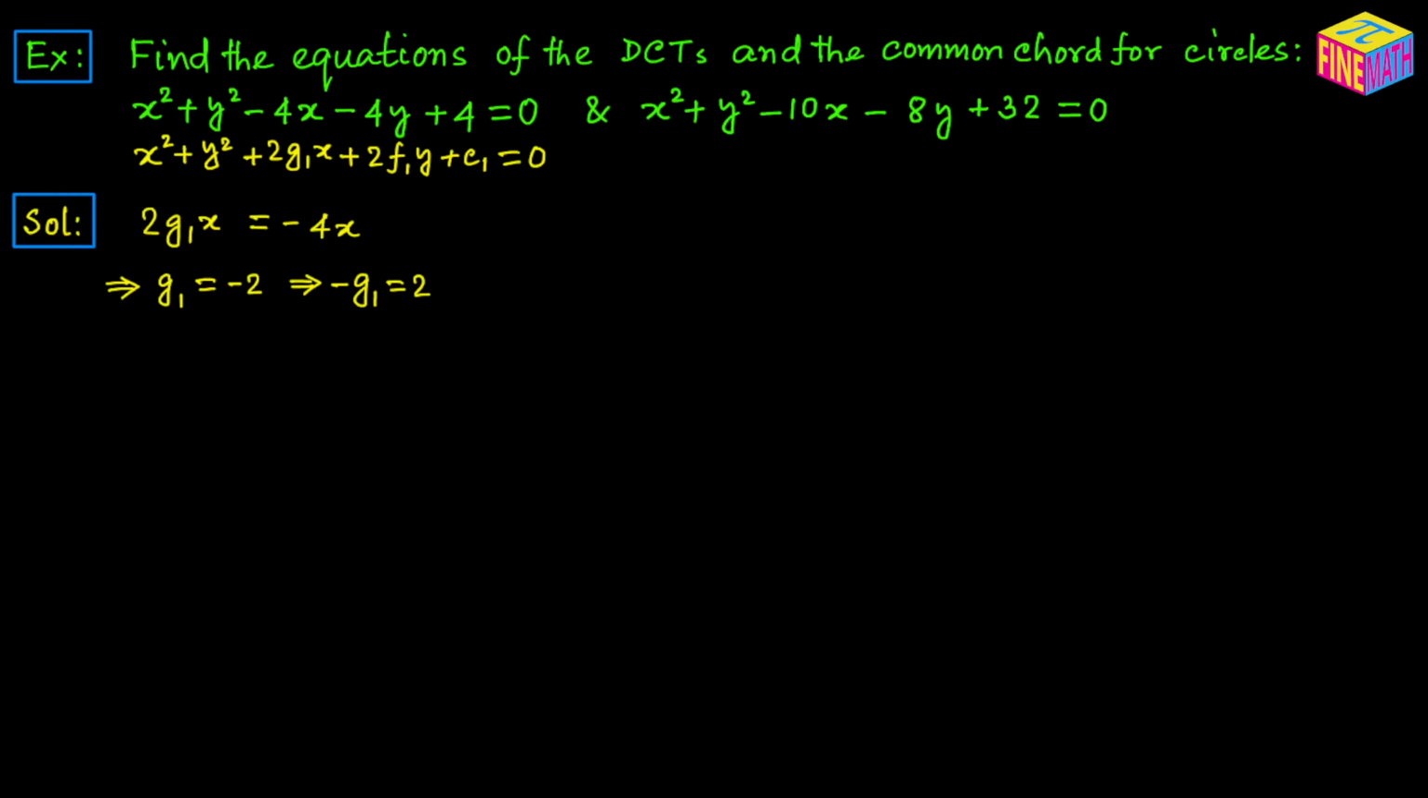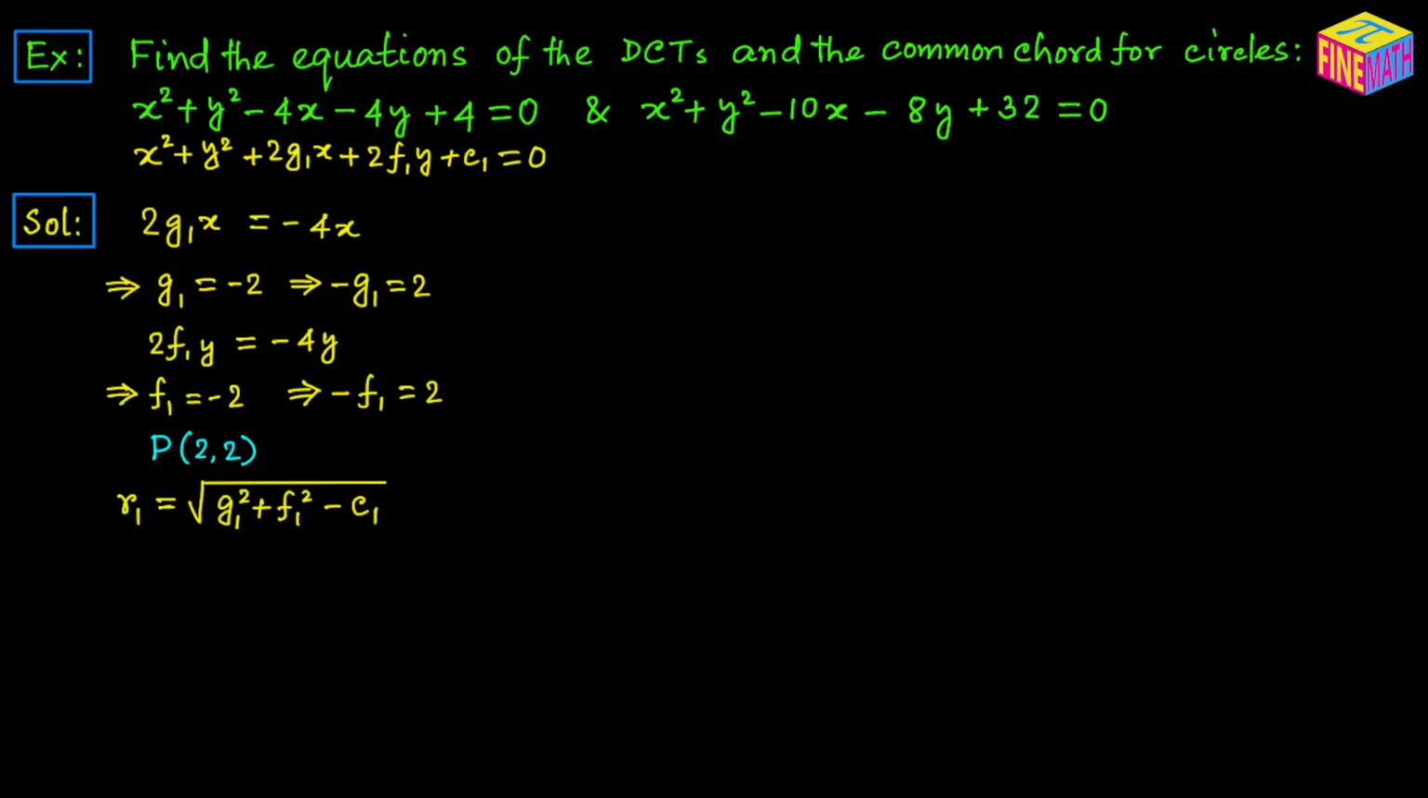If we compare the equation of the first circle with the general form of the equation of a circle, then we can say that g sub 1 will be equal to negative 2 and negative g sub 1 will be equal to positive 2. And similarly, f sub 1 will be equal to negative 2 and negative f sub 1 will be equal to positive 2. So the coordinates of the center of the first circle would be (2, 2), and let's assume that point to be P.